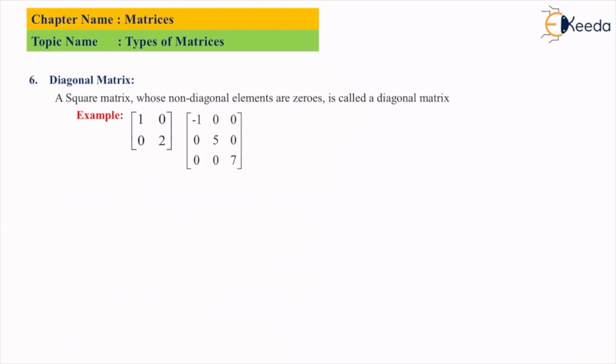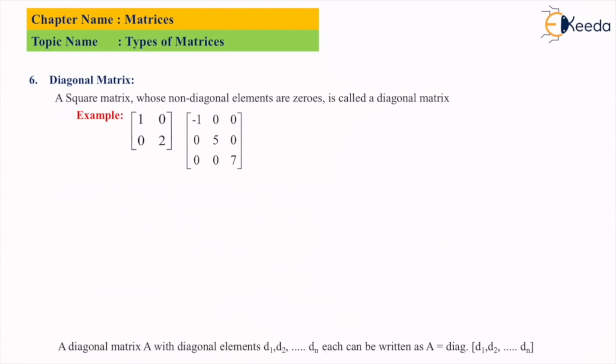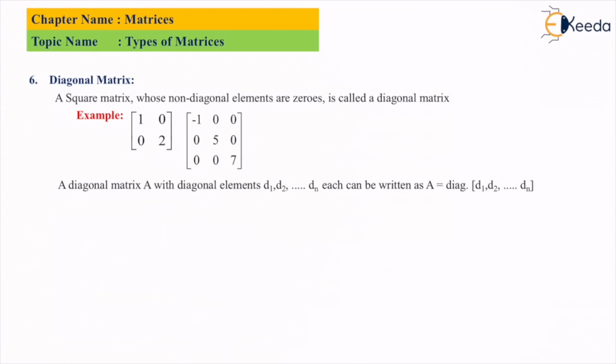Now guys, let's learn how to represent a diagonal matrix. A diagonal matrix having the diagonal elements d1, d2, d3 can be represented as A equal to diag, and in brackets, the elements along the diagonal.